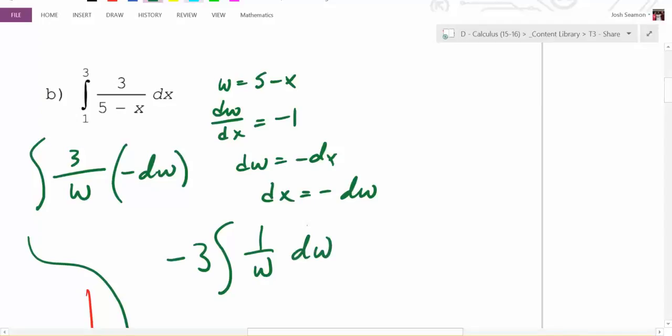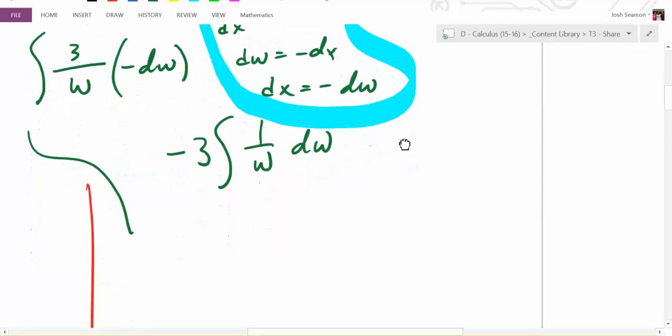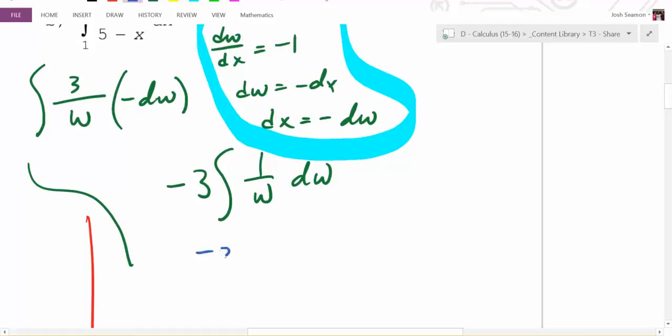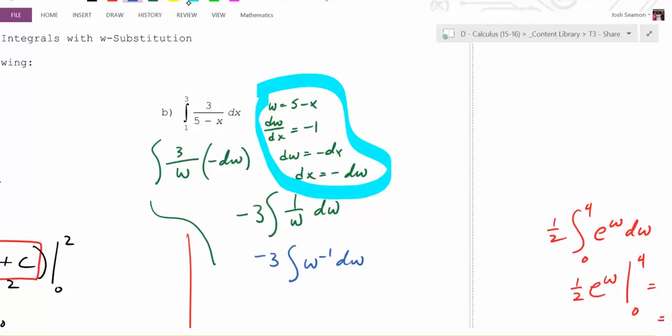Are you with me so far? How am I doing? Am I okay so far? So that's w to what power? So it's -3 to the -1 dw, right? We're in w now. What does w equal, everybody? What does w equal? So what is w evaluated at 1?